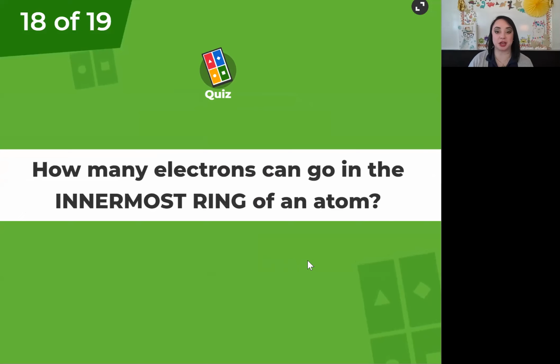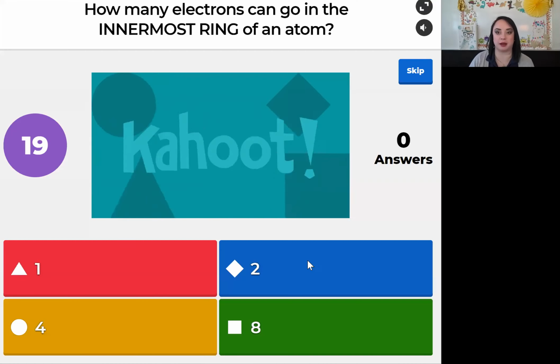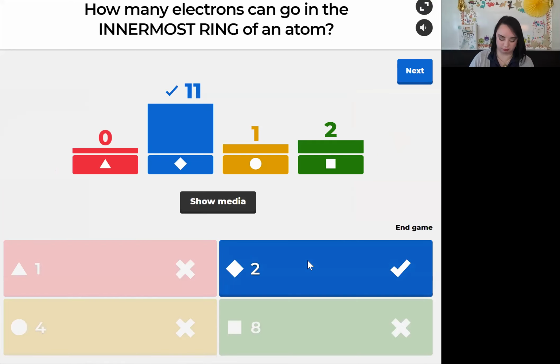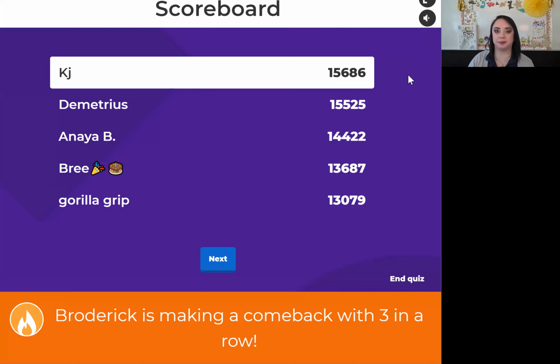How many electrons can go in the innermost ring of an atom? Good. So only 2 electrons can go in the innermost ring.